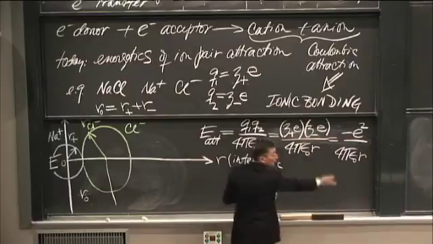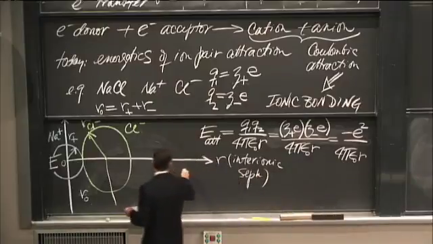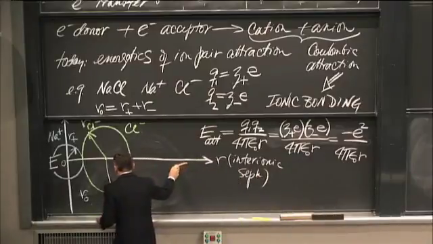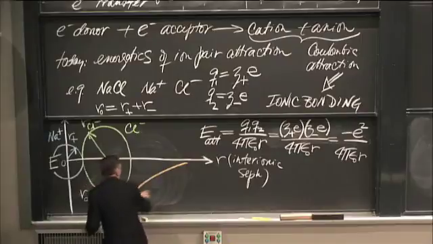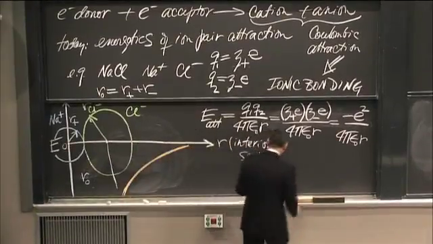So this E is 1 over R. That's a hyperbola, and I can draw that here. So it's going to look something like this. Right? It's going to be like this. Good. So that's the attractive force.